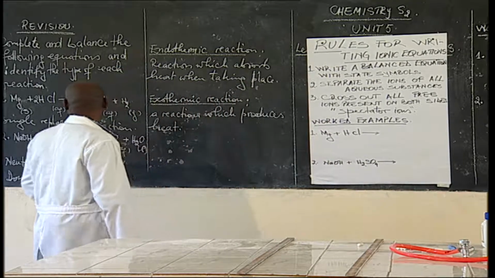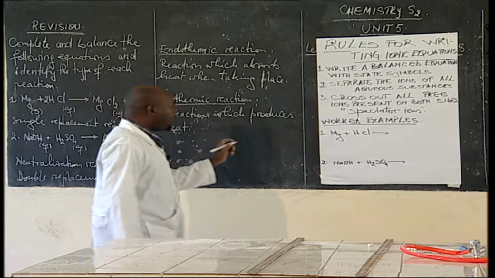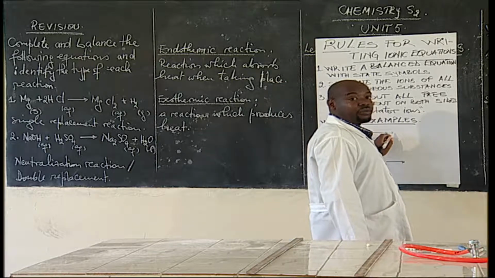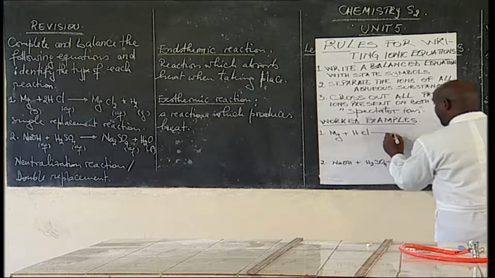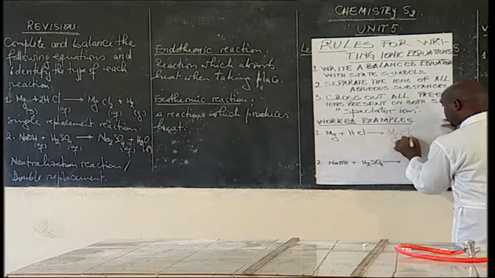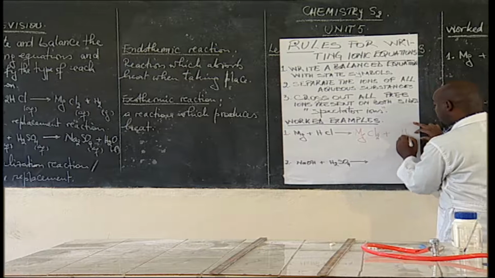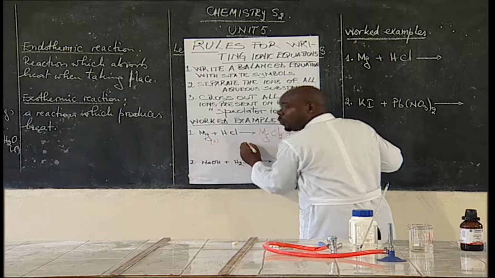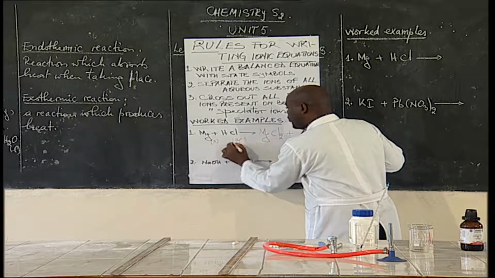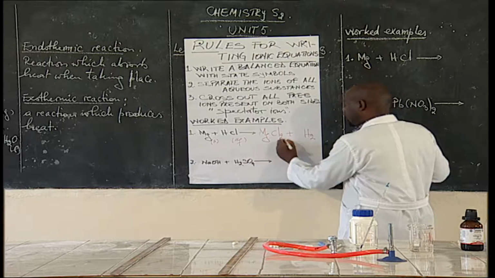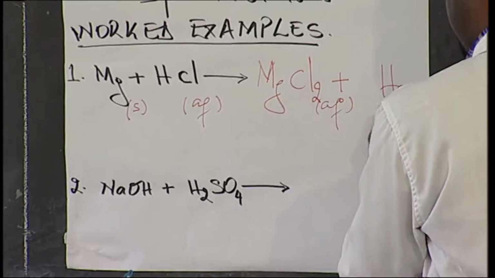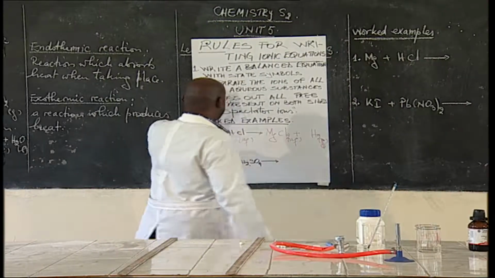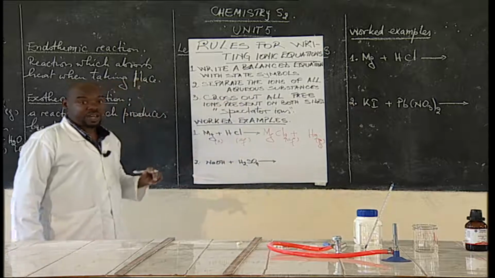Worked example number 1. We have magnesium reacting with hydrochloric acid, and the answer will be magnesium chloride plus hydrogen. State symbols: we have solid for magnesium, aqueous for hydrochloric acid, aqueous for magnesium chloride, and gas for hydrogen. Rule number 2, we separate the ions of all aqueous substances.